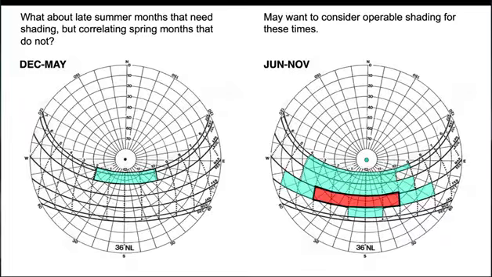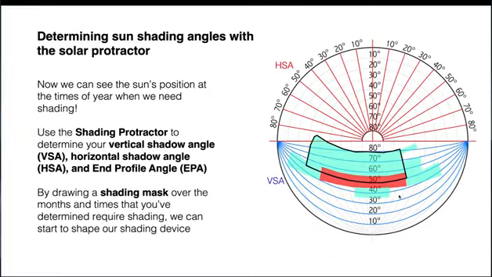So what we're going to do next is create what's called a shading mask. And that mask is going to be a dark, bold line over the times that we want to shade, and it's going to include a lot of this red portion. What we're going to do is overlay our blob, this blue and red blob we made, onto our solar protractor, and then we're going to draw our black bold line, which is our mask. So we know that we want to shade these times with our shading devices.